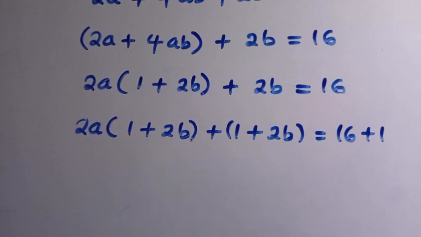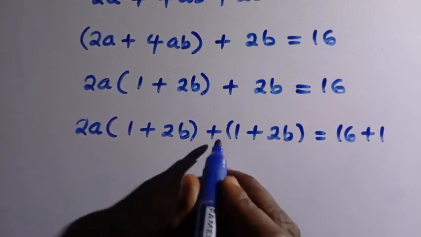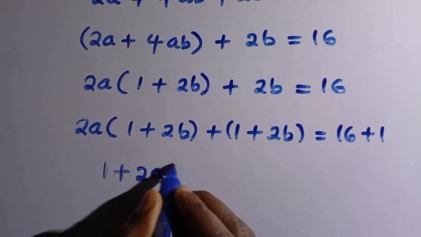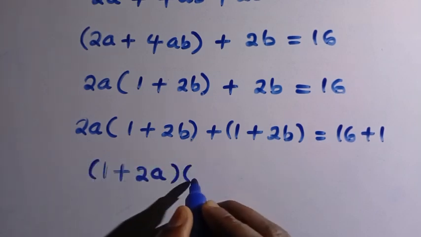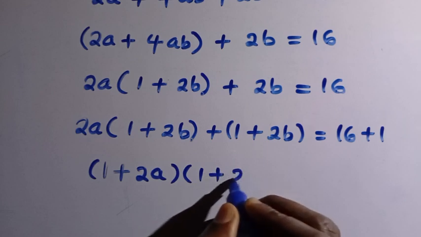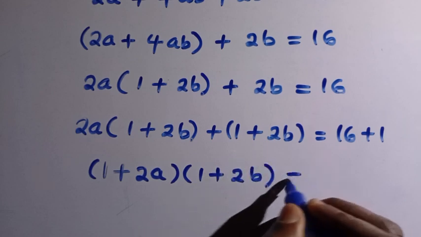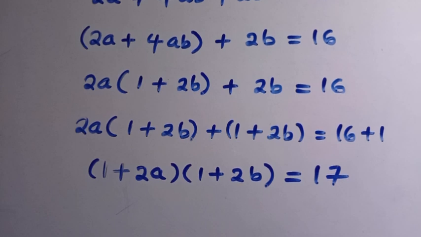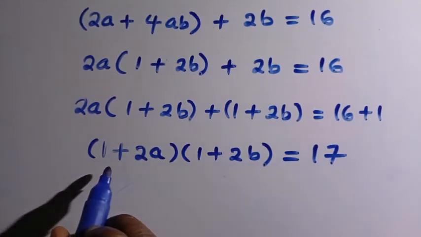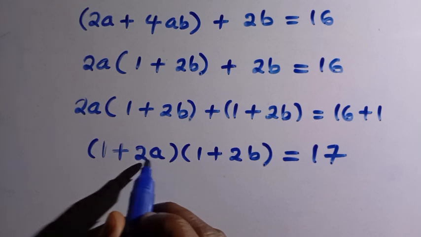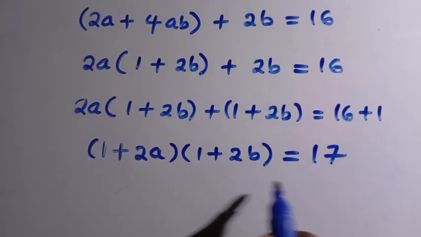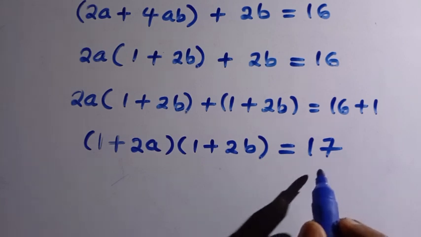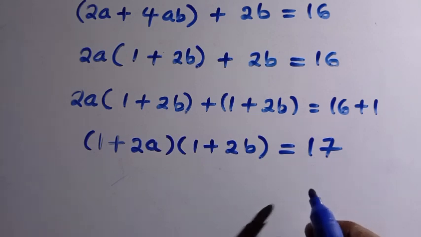Since we have combined their coefficients already, when we take this together, we have 1 plus 2a multiplying 1 plus 2b equals 17. So now we have something to work more on. We need the value of a and the value of b here, provided that this equals 17. So let's look for the ways we can write 17.